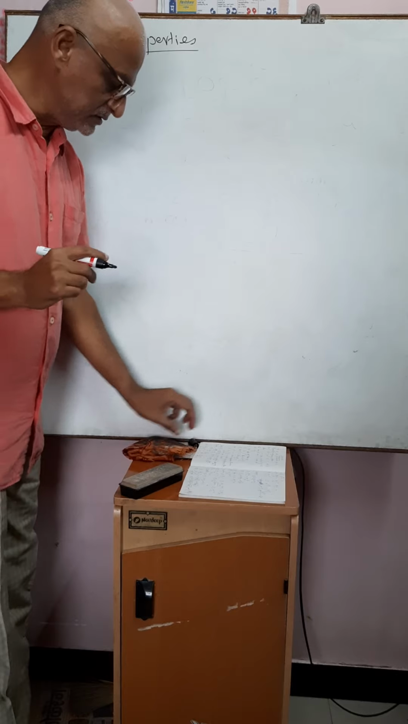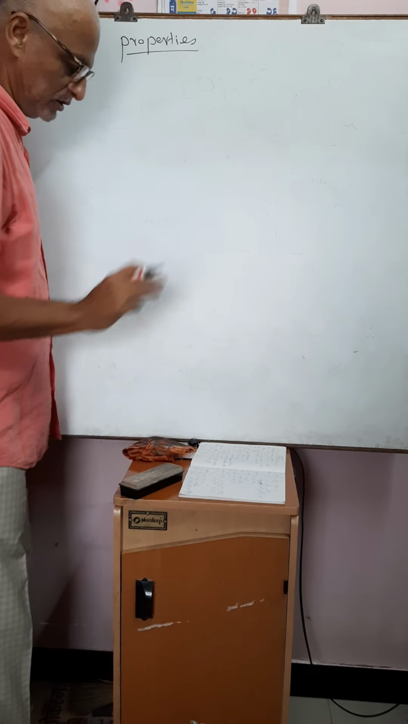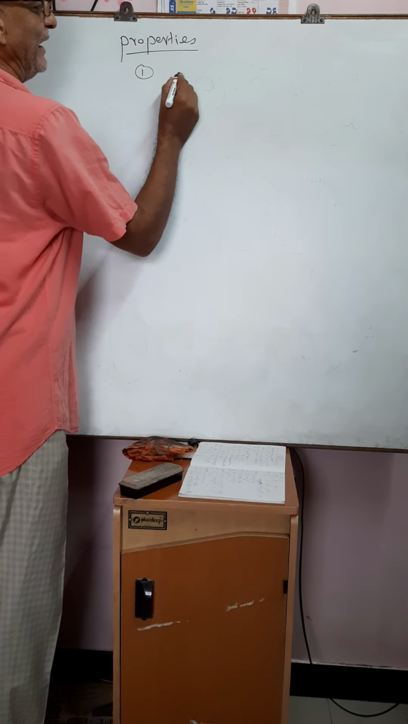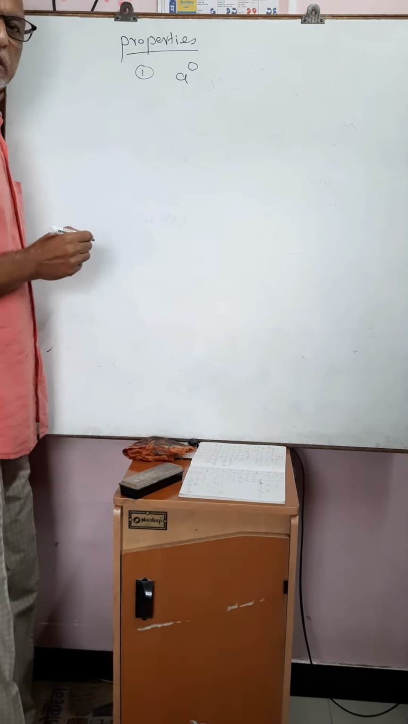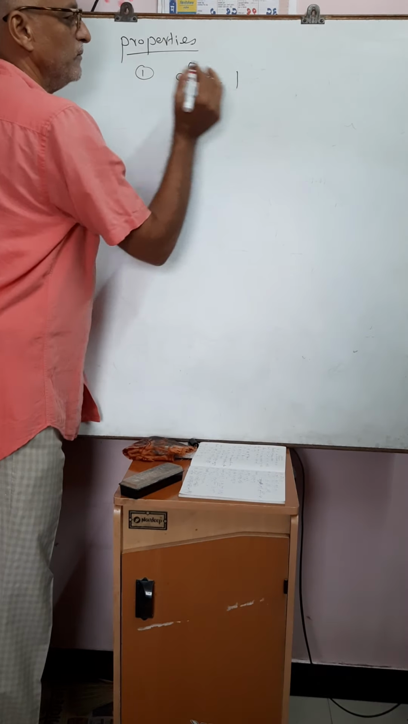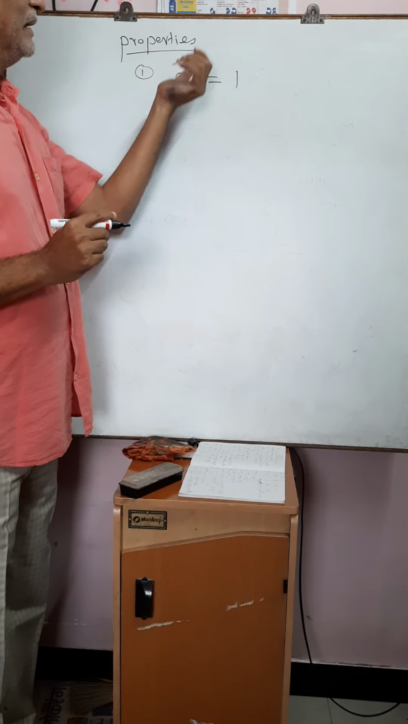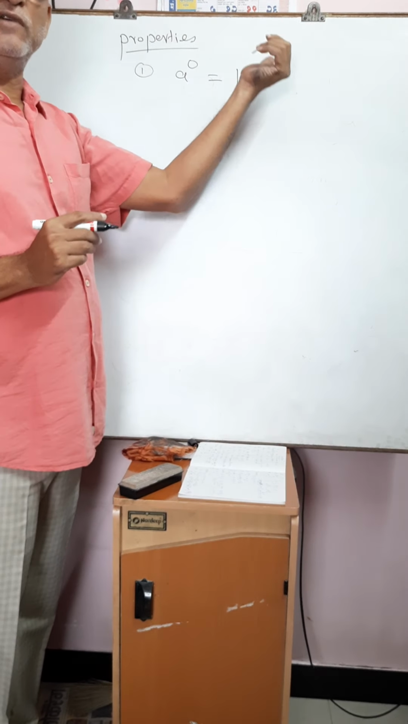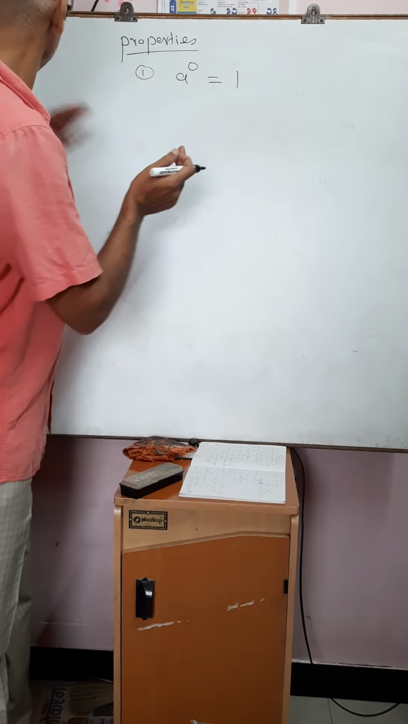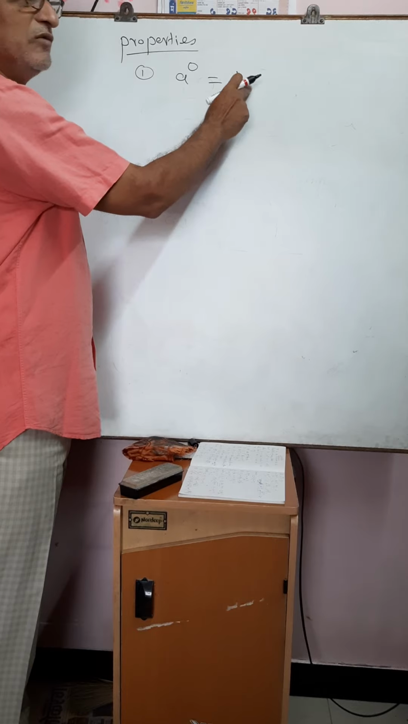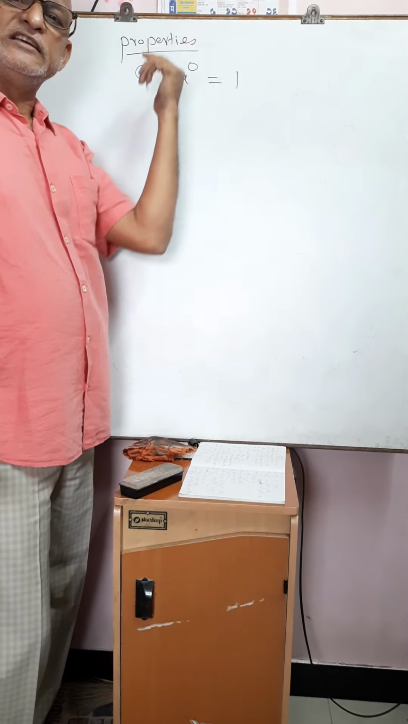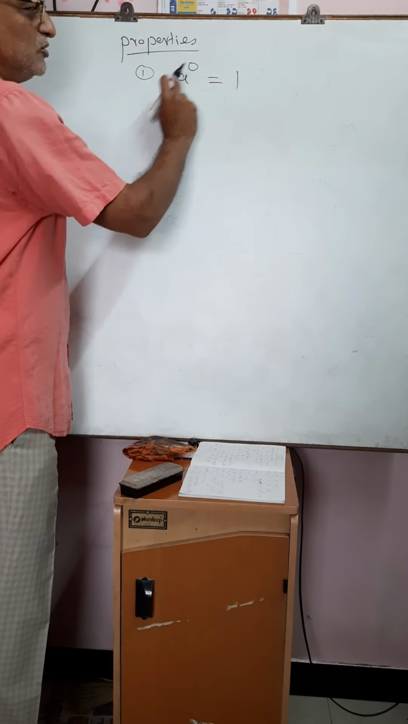These are the properties, or you may say the remarks on the logarithmic property. First one, we know that the value of a raised to 0 is equal to 1. Any number raised to 0 is always equal to 1. That is the basic property of indices. 4 raised to 0 is 1, 10 raised to 0 is 1, 100 raised to 0 is 1, z raised to 0 is 1. So a raised to 0 is equal to 1.